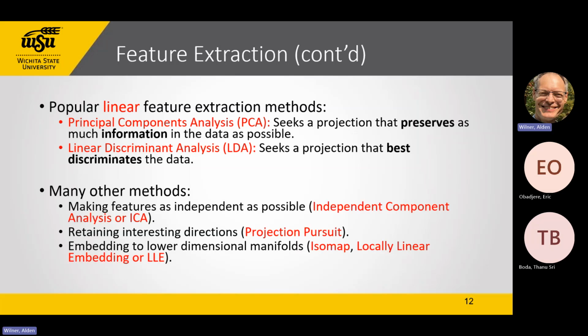And there are many other methods, which we will not be discussing in this class, but which are out there for you to look at and use in your career as you go forward as a data scientist. You can make features as independent as possible. ICA, which sounds like an insurance company to me, but yeah. Retaining interesting directions, or projection pursuit. Embedding to lower dimensional manifolds: Isomap and local linear embedding, or LLE, are ways to do this.